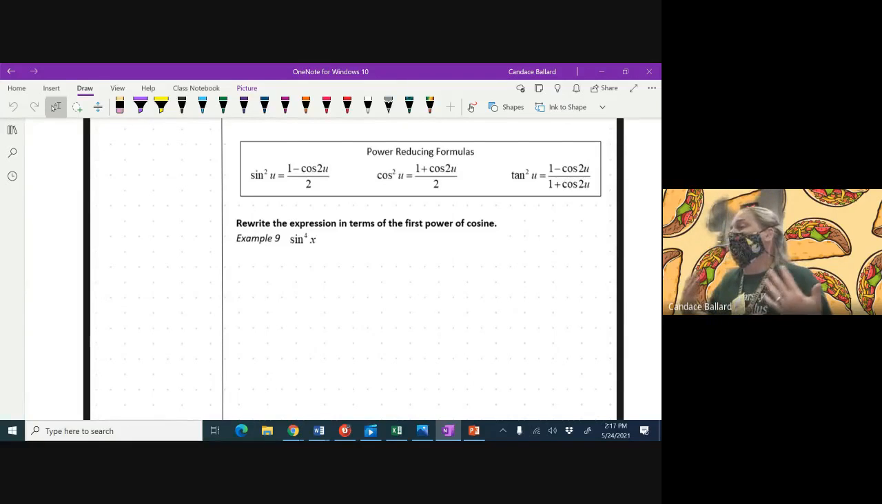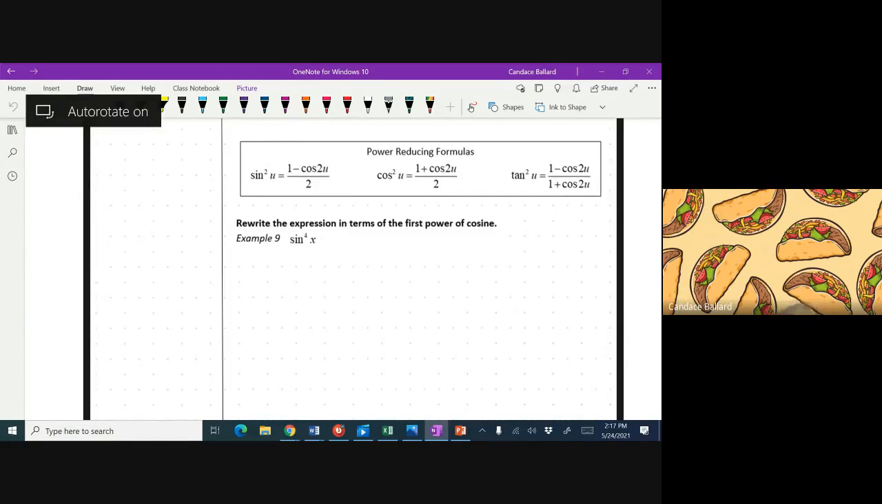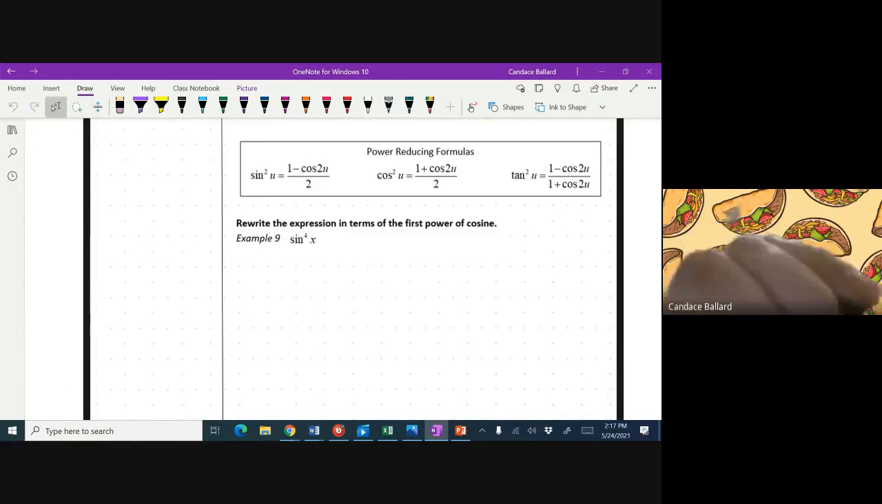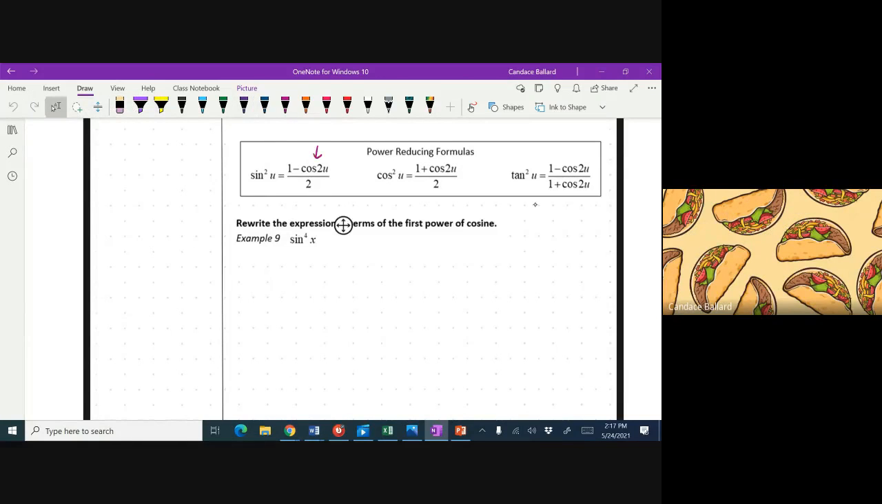And you'd be able to plug it in and apply it. Okay. So these are called power reducing because hopefully you notice it's sine squared, cosine squared, and tangent squared. And they reduce down to a power of 1 on the cosines. So there's no power, no exponent on those cosines.